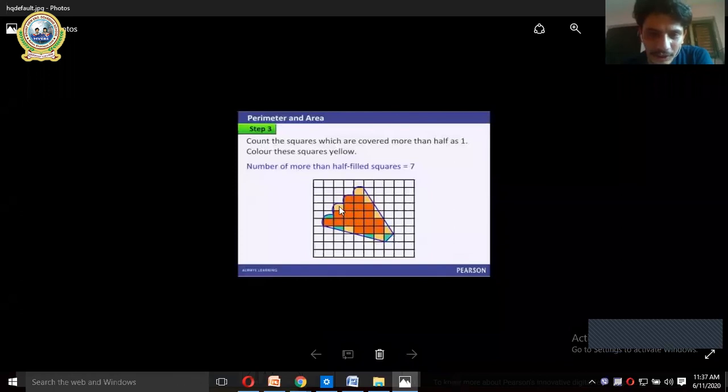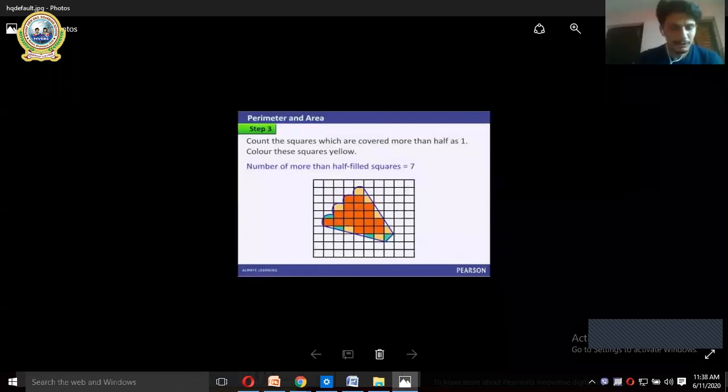This yellow color represents the squares which are more than half, and you can see the blue color, sky blue. The blue color indicates the squares which are less than half, so you'll have to ignore the blue ones, and you'll have to accept the yellow ones and the orange ones. Are you clear? After you do this, you'll have to follow this pattern.